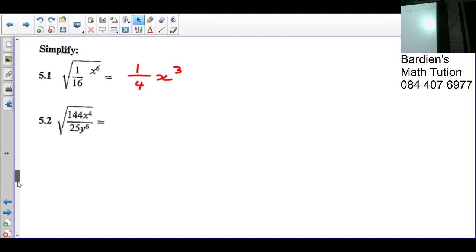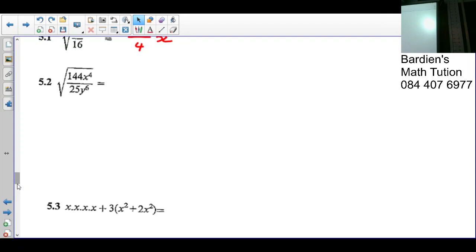5.2. What can I do inside? No, we can't simplify. Nothing can simplify. What's the square root of 144? Well, square root of x to the 4? x squared over. Square root of 25? 5. Y to the? Okay. All okay with that?